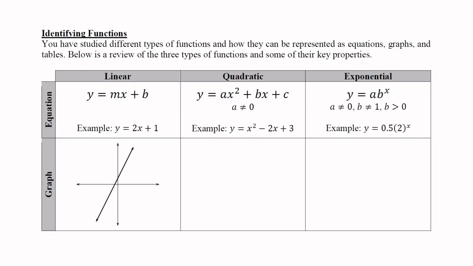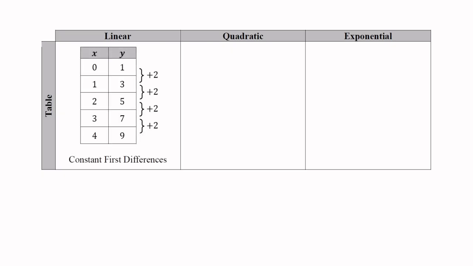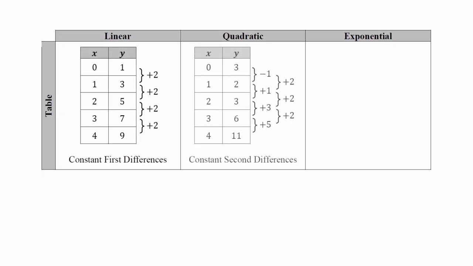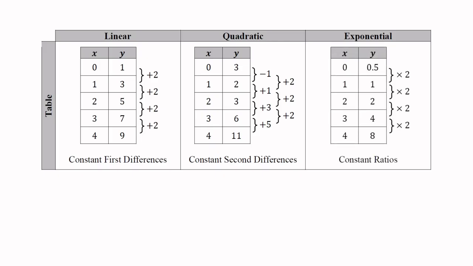In a graph, a linear function is going to be indicated by a straight line. A quadratic will have a parabola, and an exponential will have some rapidly increasing or decreasing curve. In a table format, you'll have constant first differences in the y for a linear, constant second differences in the y for quadratic, and a constant ratio for an exponential.